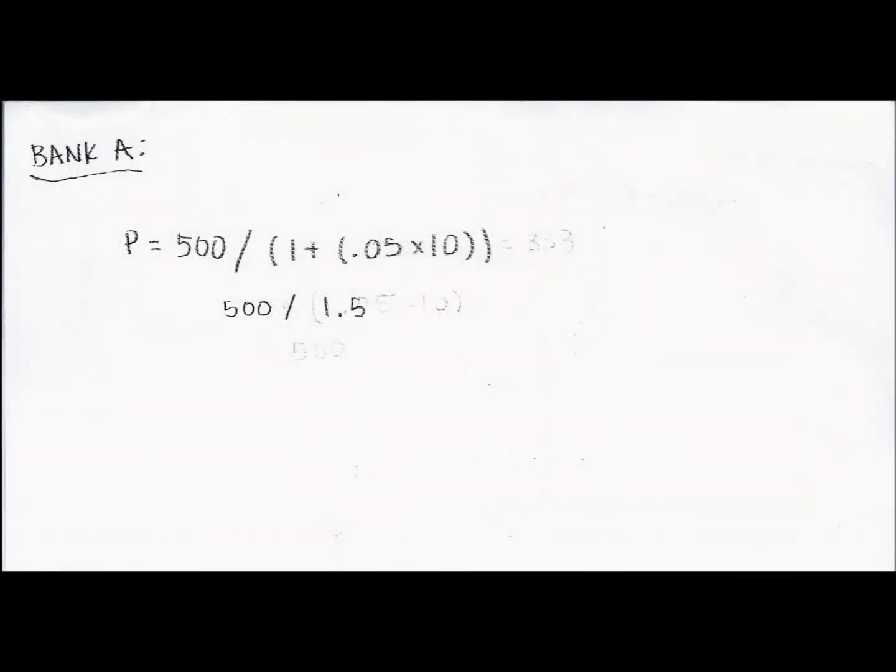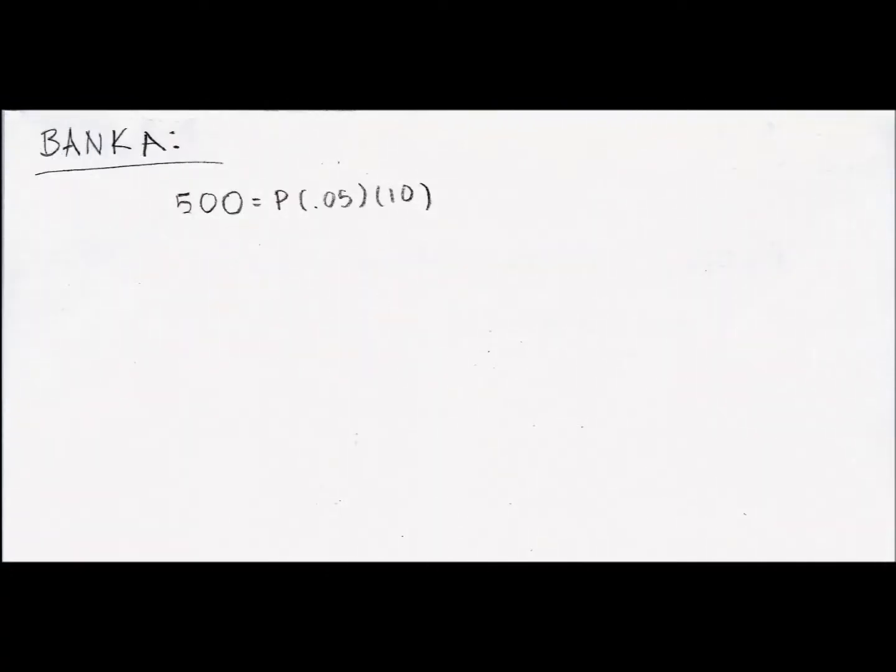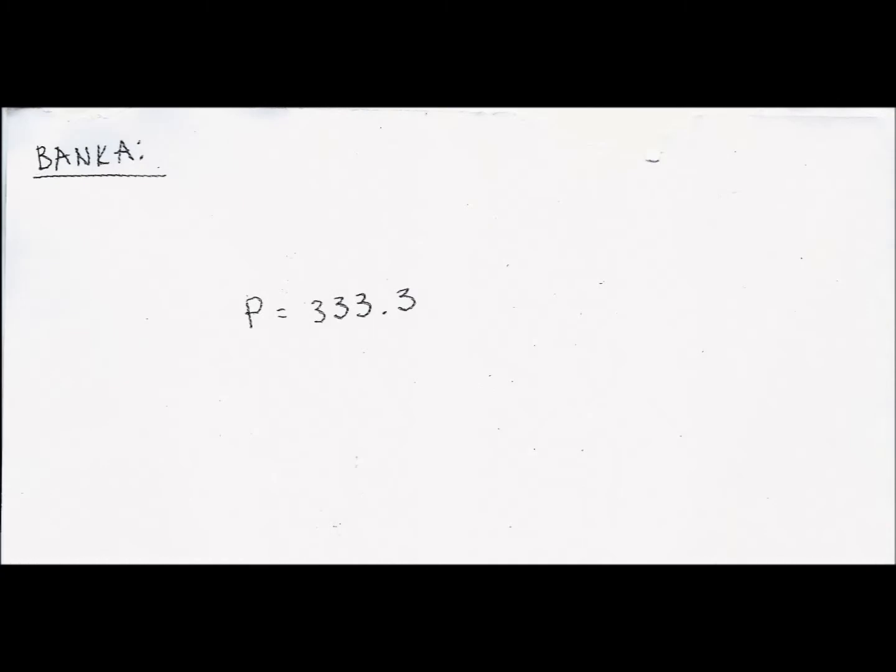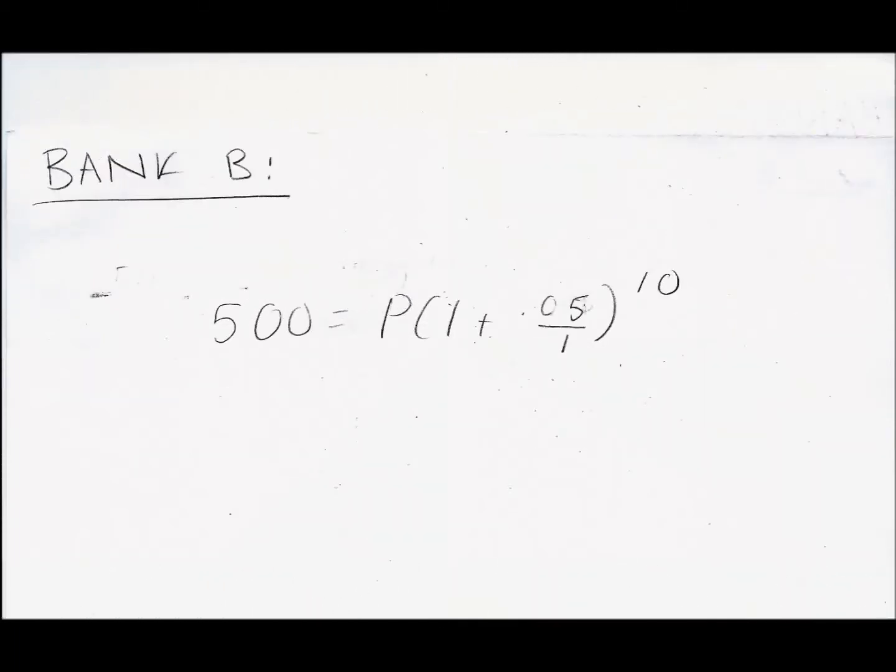To solve the scenario with Bank A, insert 500, Hannah's intended amount, in for the future value variable, 0.05, the interest rate, in place of R, and 10, the amount of years Hannah is willing to wait to accumulate the future value, in for T. The principal amount solves to be $333.3 for Bank A.